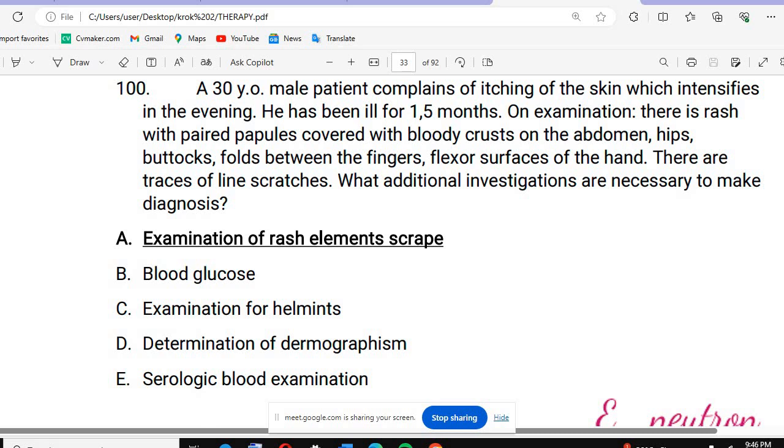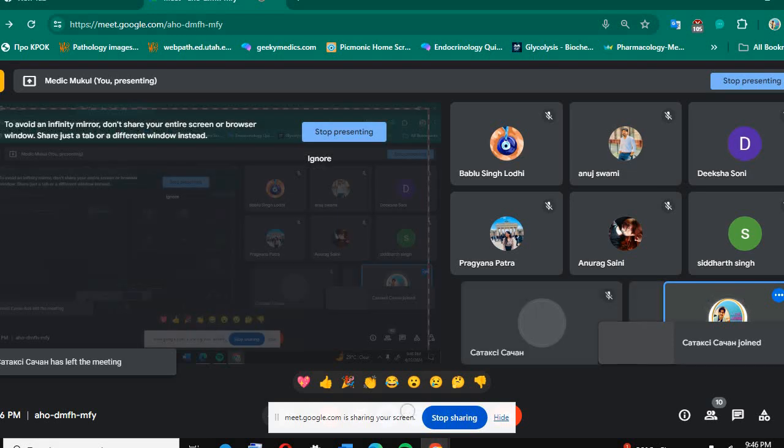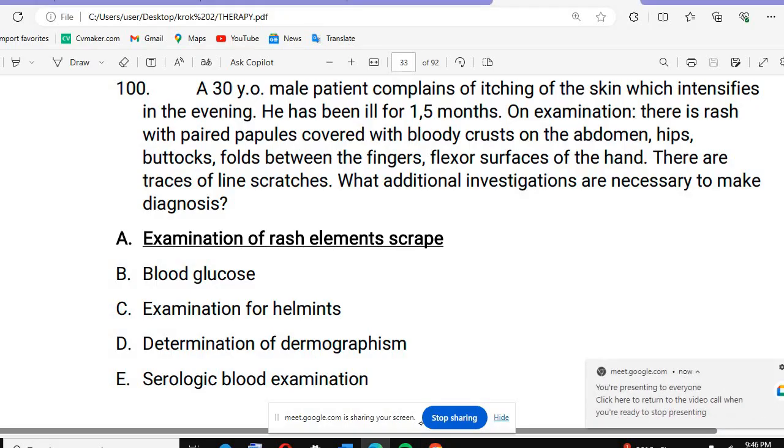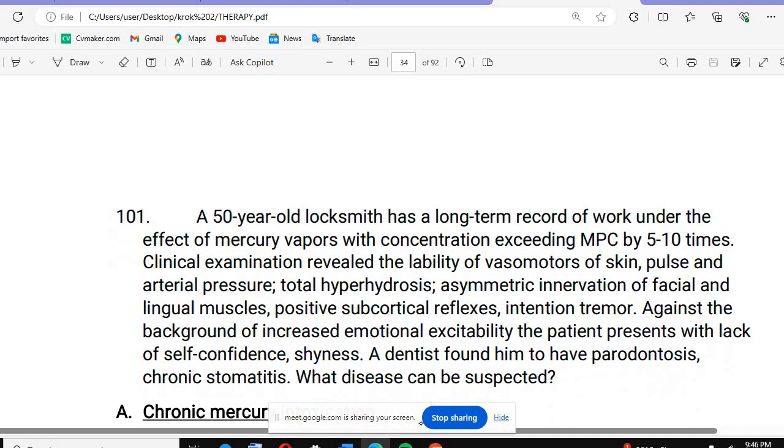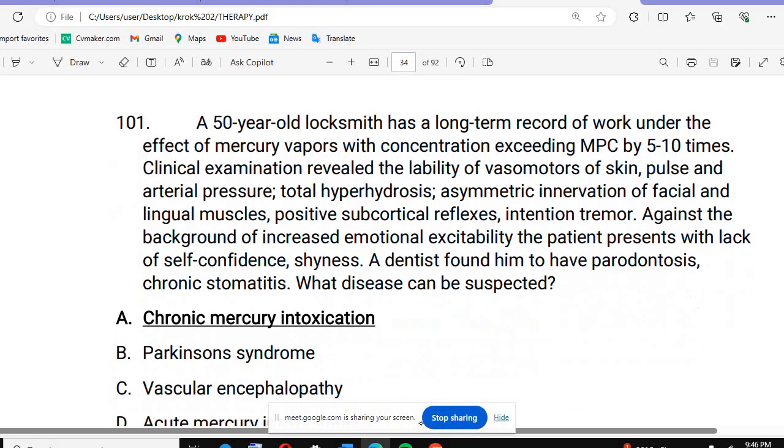See, for the scrapings we have the investigations. We will take the scrape and then investigate it further on. After that we will be having question number 101.